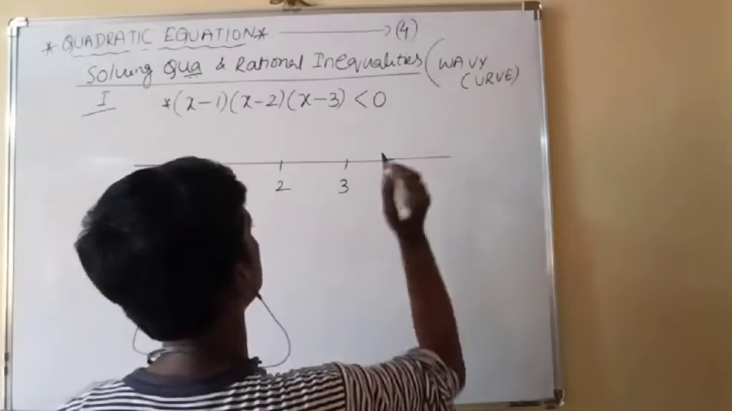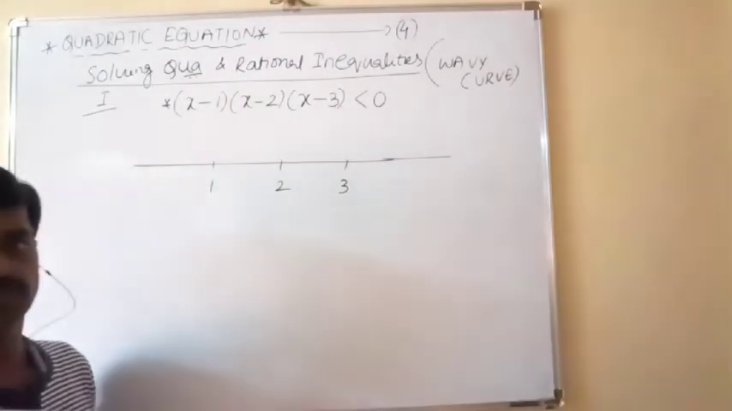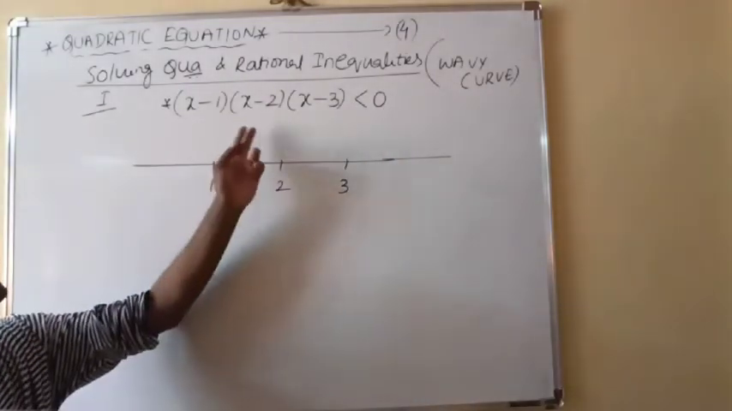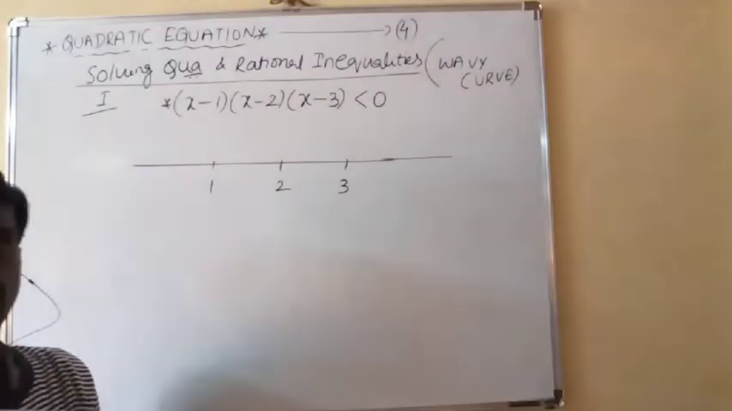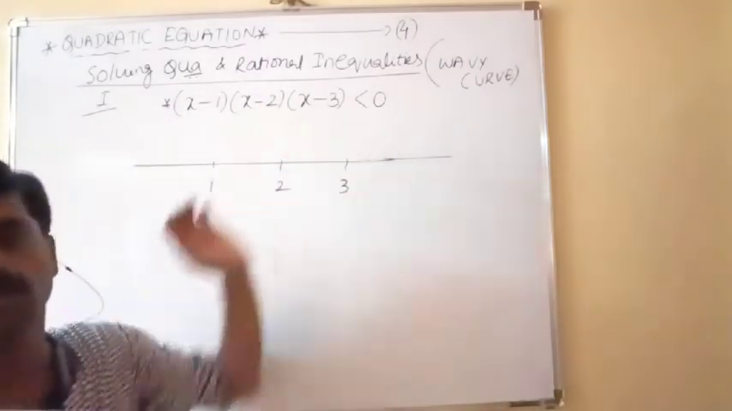Now what is the solution for this inequality? That means we have to find the values of x which satisfy this inequality. In this case the product should be what? Less than 0. That means we have to find the values of x where this product is a negative number.